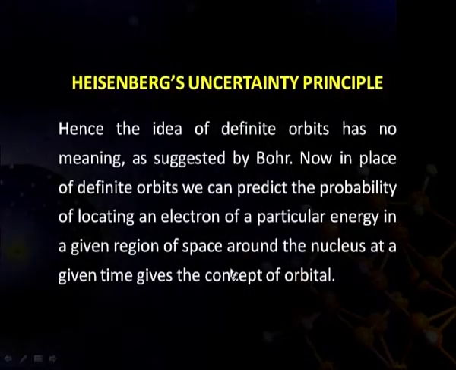Evidently, the exact determination of the position or velocity of the electron cannot be made simultaneously. Hence, the idea of definite orbits has no meaning as suggested by Bohr. Now, in place of definite orbits, we can predict the probability of locating an electron in a particular energy in a given region of space around the nucleus at a given time, which gives the concept of orbital.